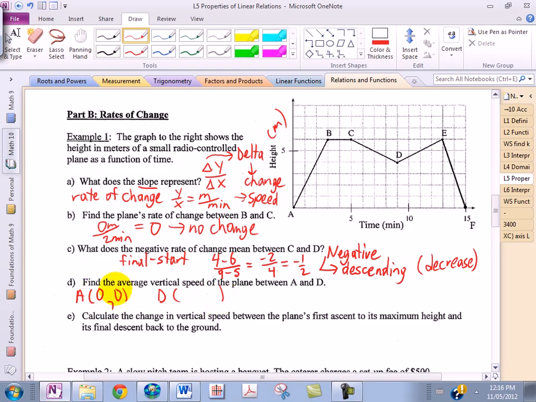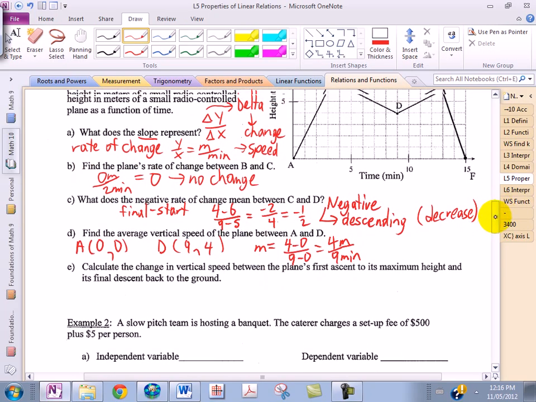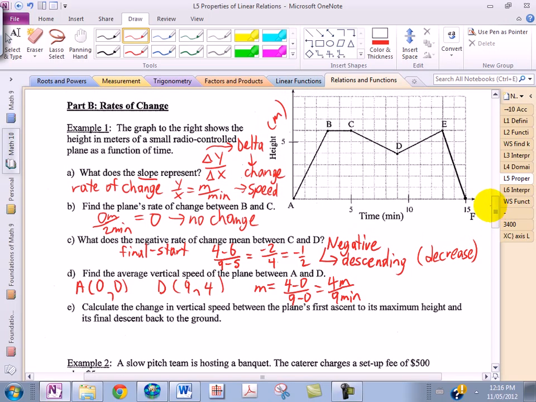A is 0, 0, and D is 9, 4. So you can use your M equation. Take your D values. So your slope would be 4 minus 0 over 9 minus 0, which is 4 meters in 9 minutes. Is that in lowest terms? Yep, one's even, one's odd. Good chance they are. So it's 4 meters in 9 minutes. That means in 9 minutes, you went up and down, so you went up about 4 meters on average.